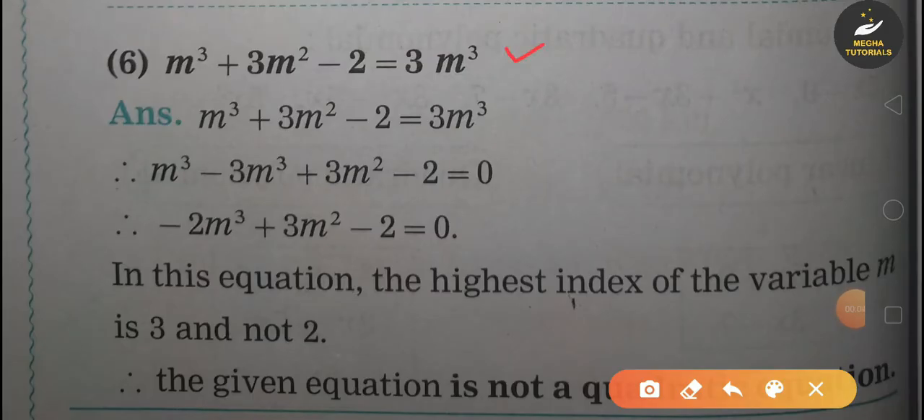Question 6, equation is m cube plus 3m square minus 2 is equal to 3m cube. So we'll transpose all the terms to the left hand side of the equation. So we will transpose 3m cube to the left side. So the next step is m cube minus 3m cube plus 3m square minus 2 is equal to 0. m cube and 3m cube are like terms, so we'll solve them further. So we'll get minus 2m cube. So the next equation will be minus 2m cube plus 3m square minus 2 is equal to 0. Now this is the final equation. In this equation highest degree is 3. Therefore this is not a quadratic equation.